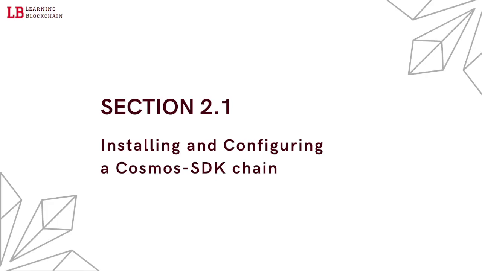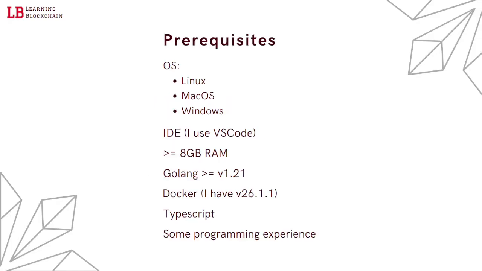Module 2, Section 1, Installing and configuring a Cosmos-SDK chain. The prerequisites needed for running the chain that we are going to build are having an operating system like Linux, Mac OS, or Windows. I will be using Ubuntu, that's a Linux distribution.